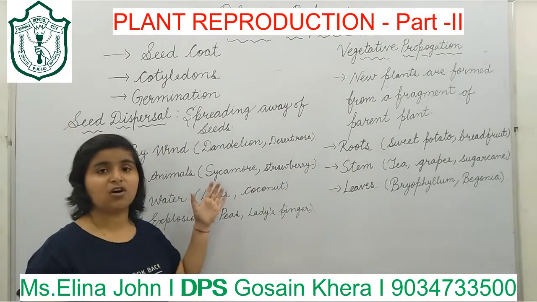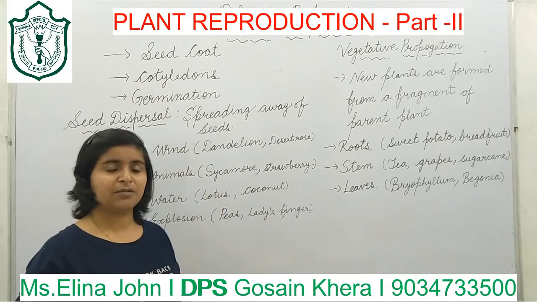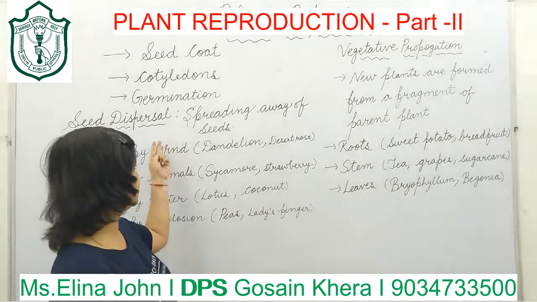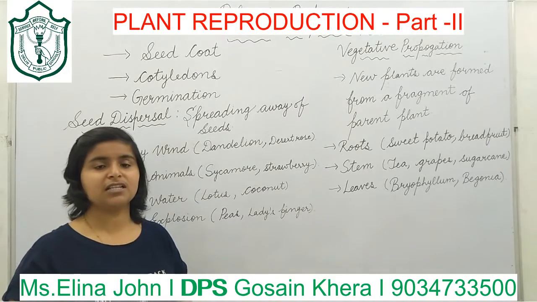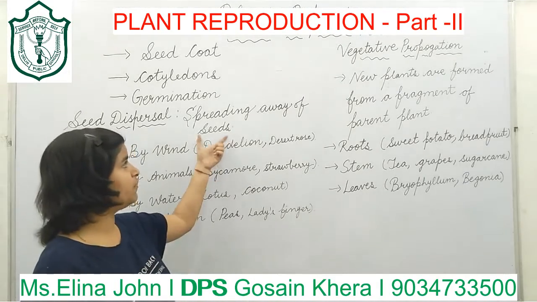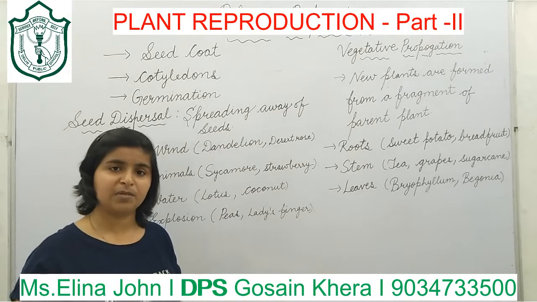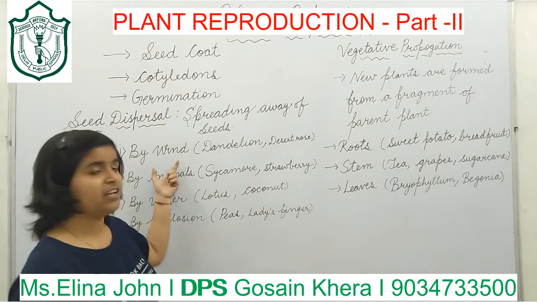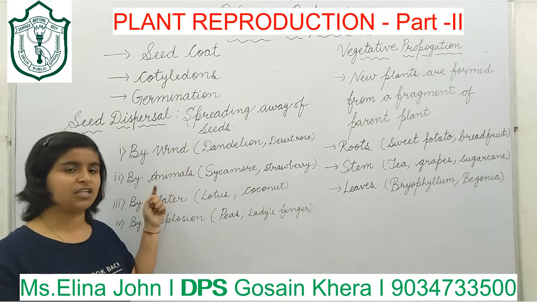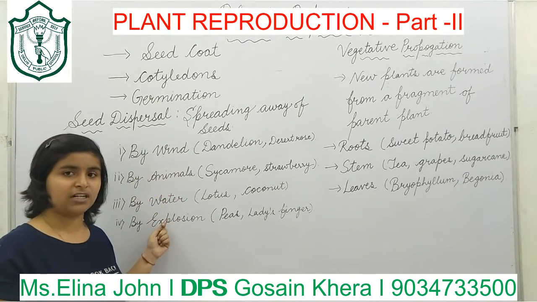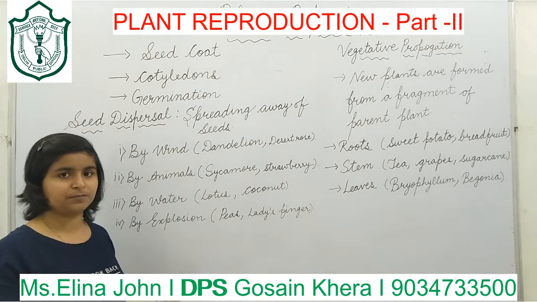Next are the ways of dispersal of seeds. But before that, let us understand what dispersal means. Dispersal is the spreading away of seeds from the parent plant. So the main agents of dispersal of seeds are wind, animals, water and explosion.